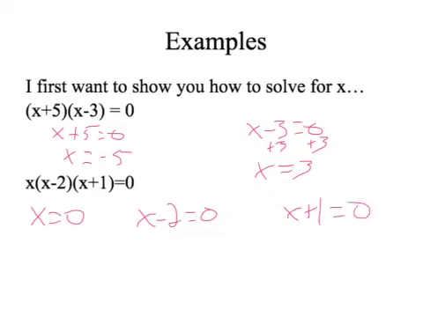For this first one, x equals 0, it's already solved for, it's already completely done, you're finished with it. For x minus 2, you'd want to add 2 to both sides, 0 plus 2 is 2. For x plus 1 equals 0, you're going to subtract 1 from both sides, x would equal negative 1. So what these answers tell me is that if I plug in 0 into all these x's, or if I plug in 2 to all these x's, or if I plug in negative 1 to all these x's, and I simplified it, I would get an answer of 0, which is what I want.